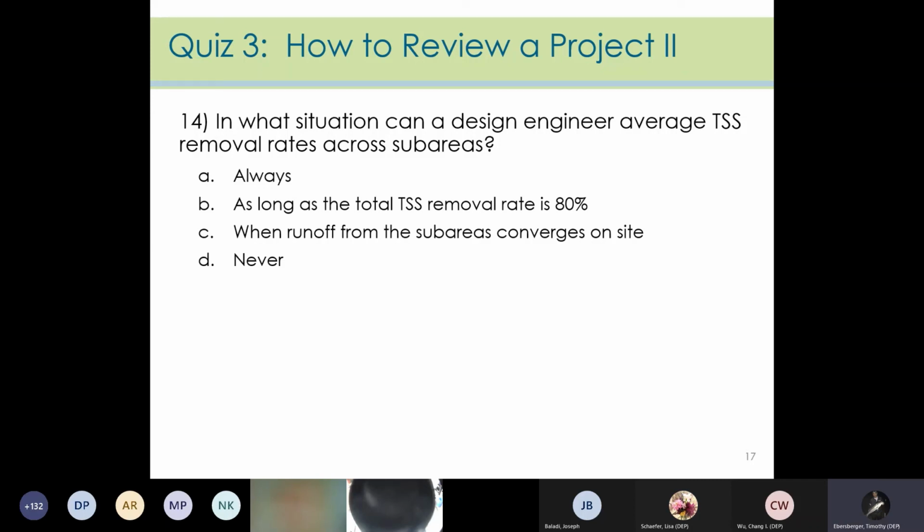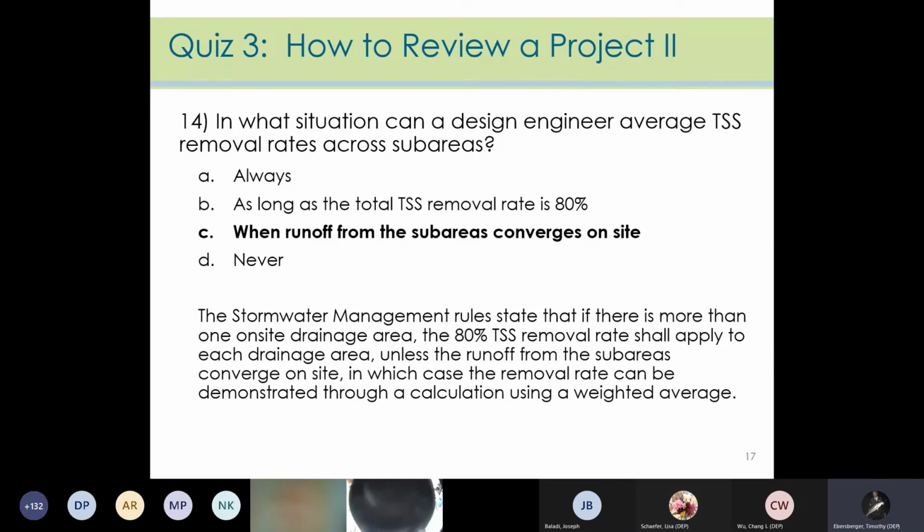In what situation can a design engineer average TSS removal rates across sub-areas? The answer to that is C, when runoff from sub-areas converges on the site. Stormwater management rules state that if there is more than one on-site drainage area, the 80% TSS removal rate shall apply to each drainage area unless the runoff from the sub-areas converges on-site, in which case the removal rate can be demonstrated through a calculation using a weighted average. Lisa? 40%. Yikes. We'll mark that. 41% selected never, and 16% said as long as the total TSS rate is 80%.